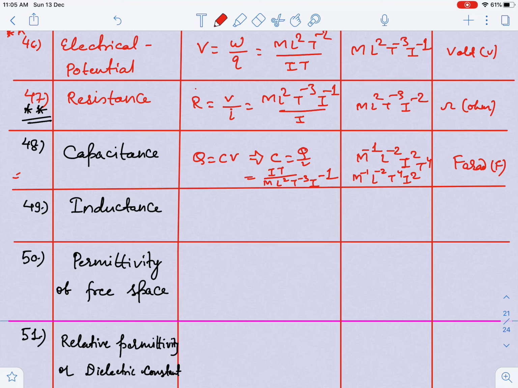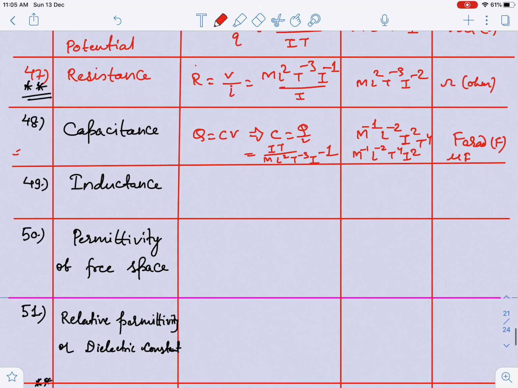But farad is a very big unit, so you should represent it in microfarad, guys. Whenever you see capacitance, it is denoted in microfarad or millifarad like that, because farad is a very big unit. You will read these things in the capacitance chapter, capacitor, which is in class 12th.